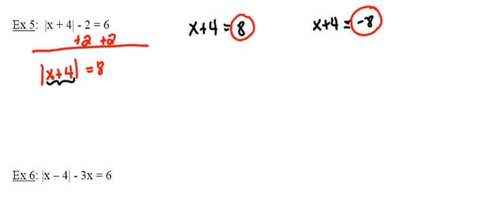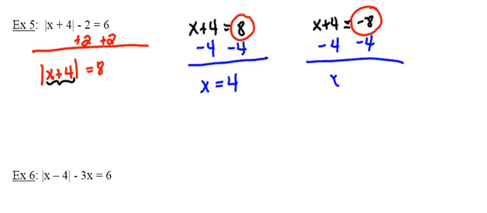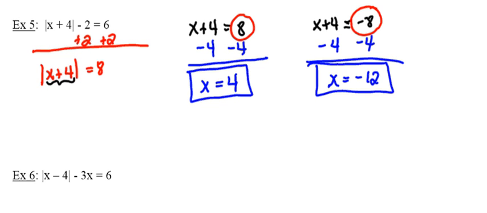And now you go ahead and solve for x. So subtract the 4 and get x equals 4. And subtract the 4 for the other equation and get x equals negative 12. Those are your two solutions. Make sure you check those to make sure both of them work.